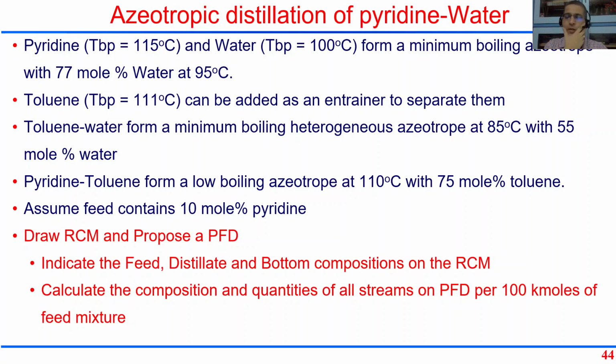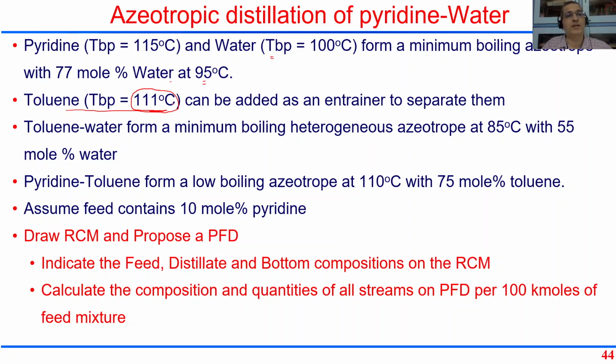Let's just take an example that we have only pyridine and water, but then if you have to purify, I have to separate pyridine and water. But now pyridine and water form a minimum boiling azeotrope at 77 mole percent water at 95 degrees centigrade. But I can add toluene as an entrainer. Now you see, we are calling it a light entrainer. It has a boiling point not lower than 100, but it has a boiling point of 111 degrees centigrade.